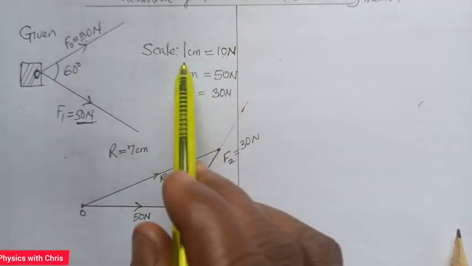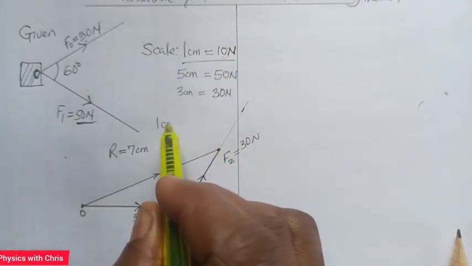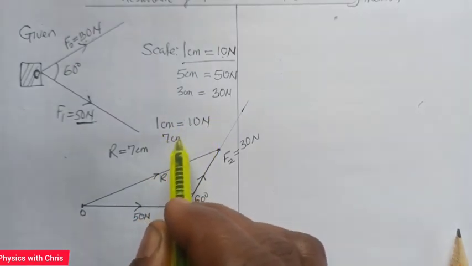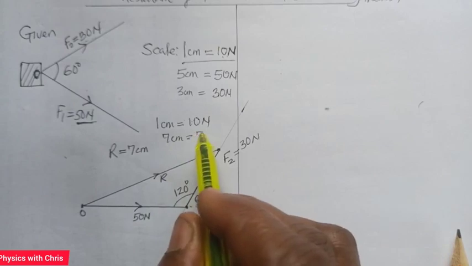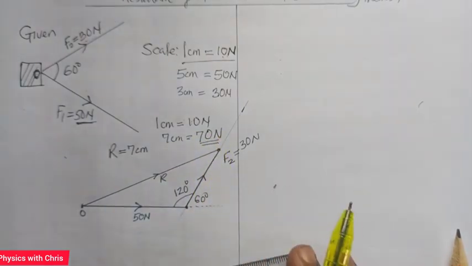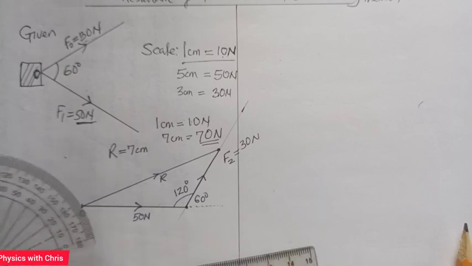It must be expressed in Newton. Now I'll come back to my scale. I use a scale of 1 cm to 10 Newton. So if 1 cm represents 10 Newton, then 7 cm will be 7 times 10, which is roughly 70 Newton. This is what I got when I used the formula method. So this is one way of finding the resultant of two vectors by triangle method, and that is using scale drawing.